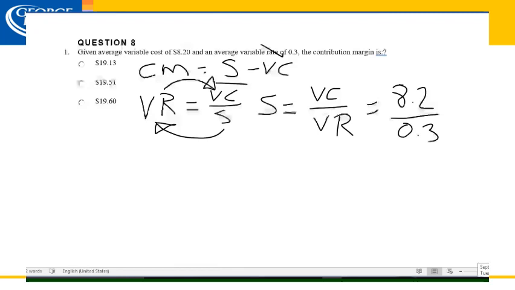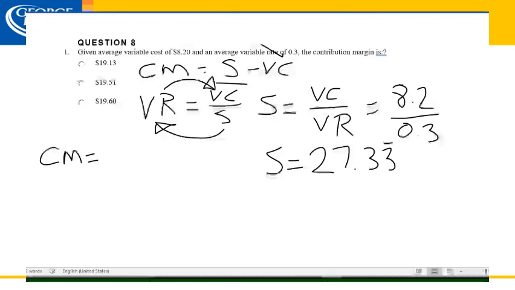So we throw that into our calculator. 8.2 divided by 0.3, and we get a sales price of $27.33 repeated per unit. So there we go. We got our sales, we got our variable costs. We can now calculate our contribution margin. So our contribution margin is again our sales minus our variable costs. Our sales are 27.33, and our variable costs are $8.20 per unit.